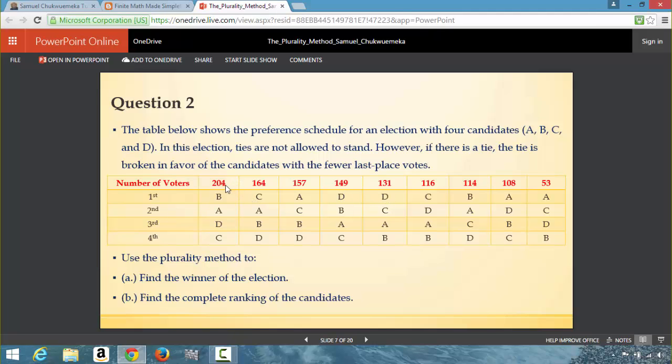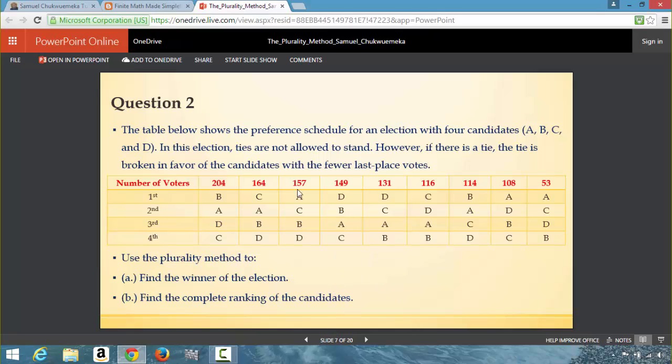This tells you that 204 voters ranked this order: B, A, D, C. 204 voters prefer candidate B as their first choice, then candidate A as their second choice, candidate D as their third choice, and candidate C as their last choice. 116 voters prefer candidate C as their first choice, candidate D as their second choice, candidate A as their third choice, and candidate B as their fourth choice.